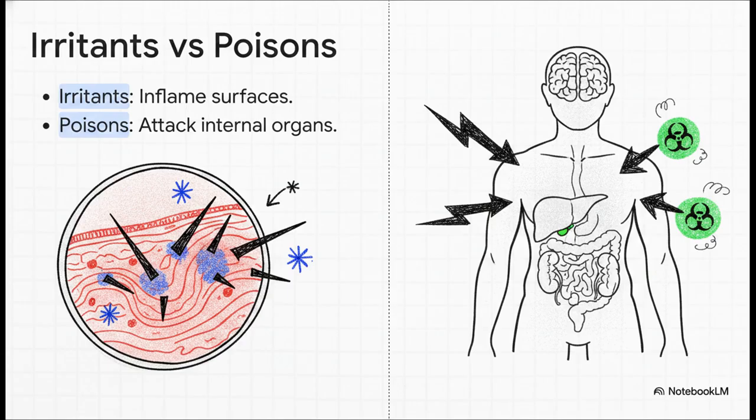But then we have systemic poisons, and these are far more insidious. Instead of just surface irritation, systemic poisons literally attack vital internal organ systems. Heavy metals like lead directly attack the blood, the digestive system, and the brain. Others, like mercury and cadmium, they go straight for the kidneys and liver. You absolutely have to know the mechanism to understand the true severity of the threat.